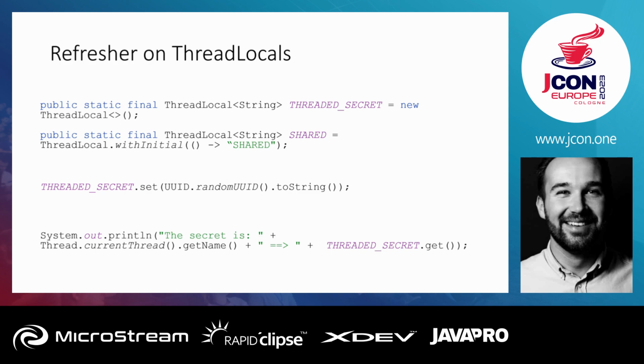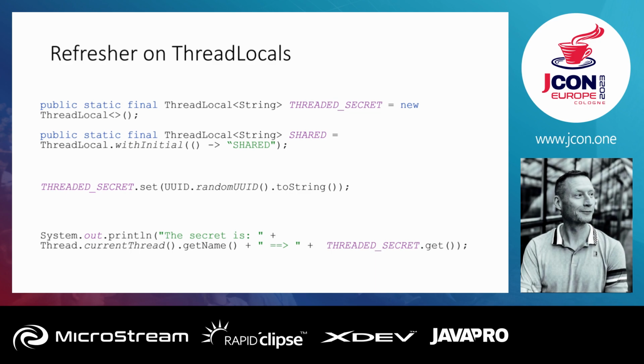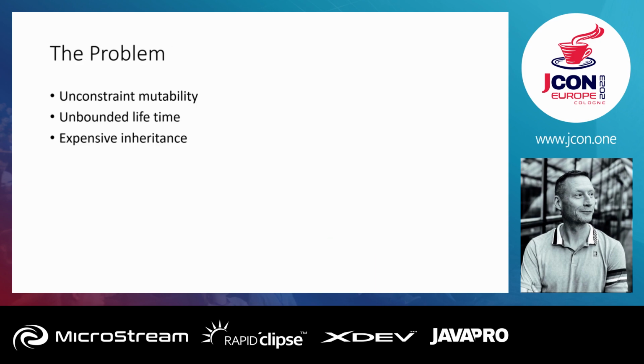Now, this model has worked, and it offers some protection, because if you would, for instance, pass around credentials, well, it would be safer to pass them in a thread local than somewhere else. But there are some problems with thread locals.